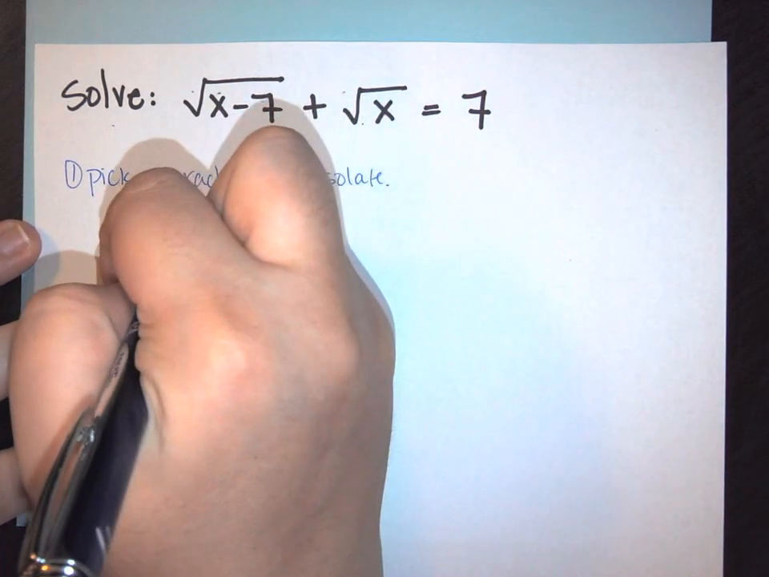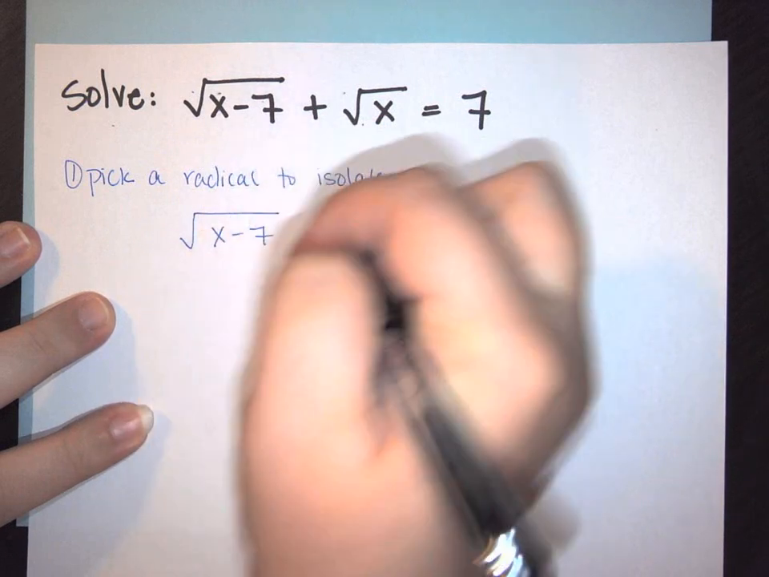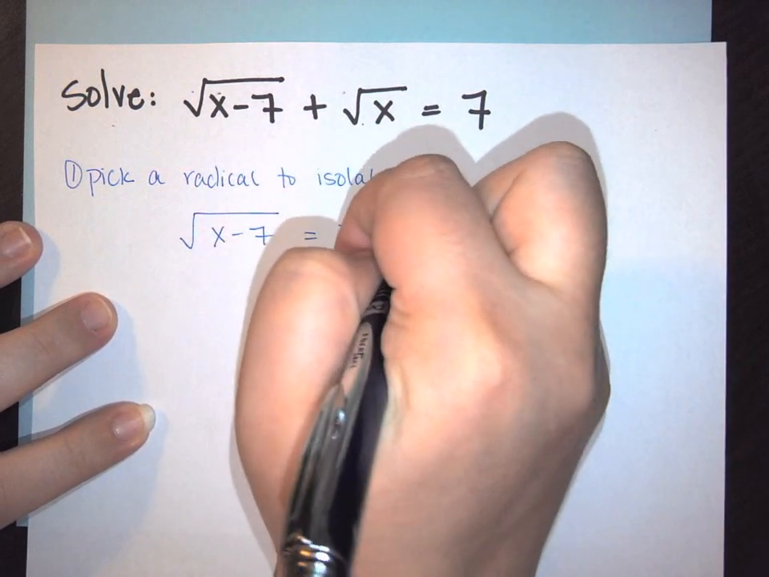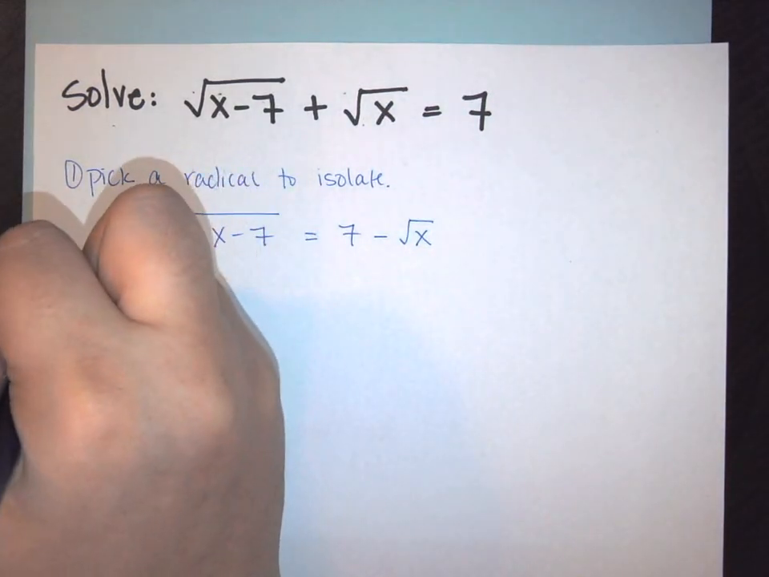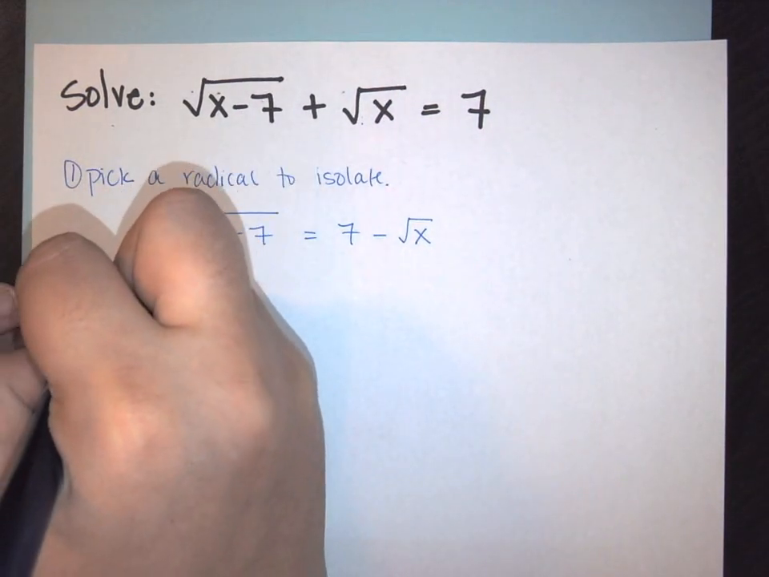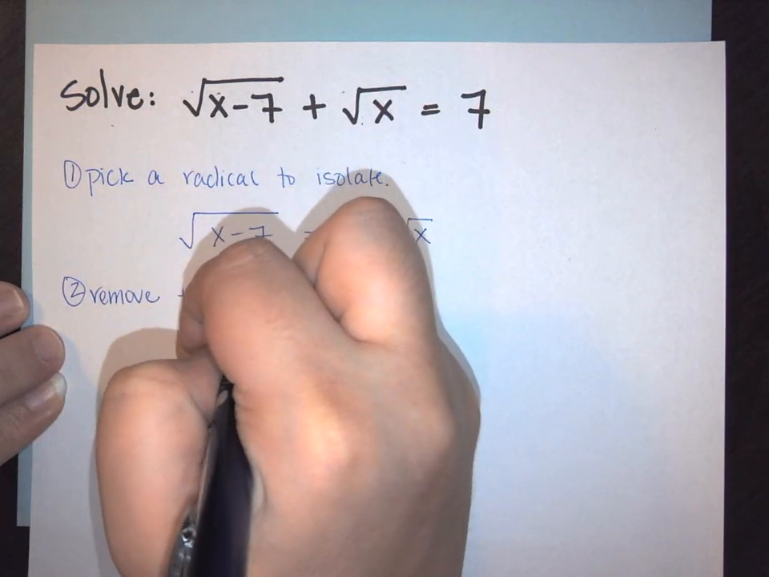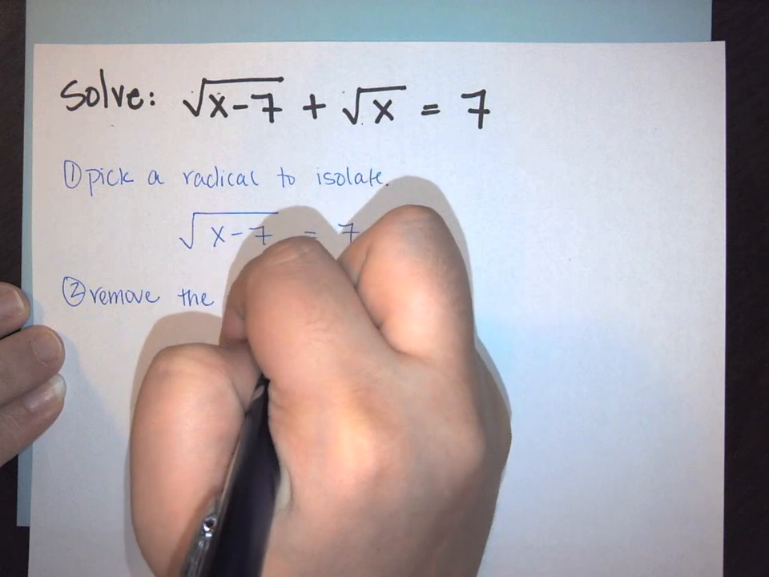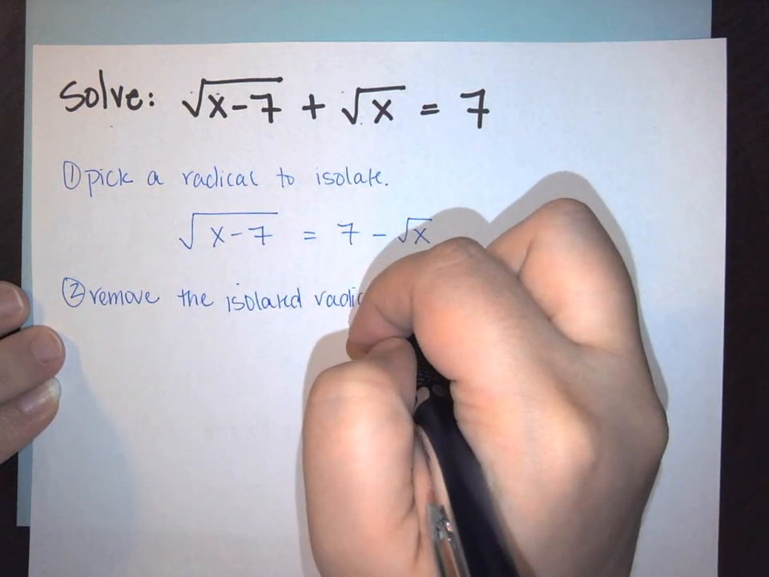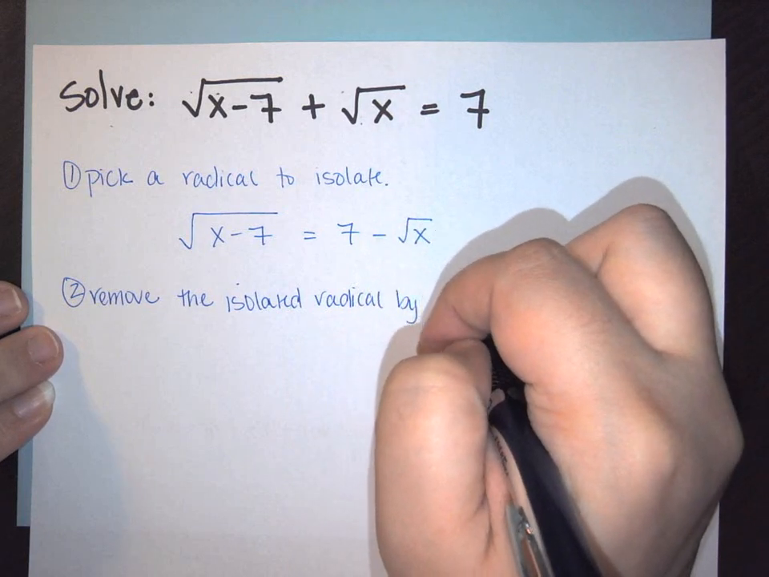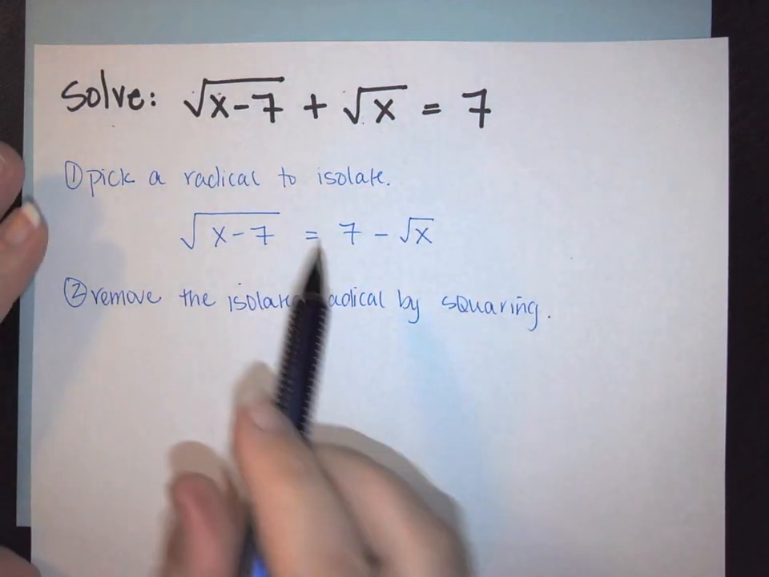So I'm going to be left with the square root of x minus 7 is equal to 7 minus the square root of x. And then the second thing you need to do is remove the isolated radical by squaring it. So we are going to square both sides.